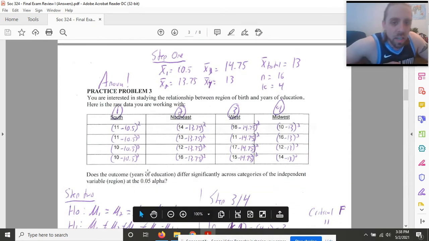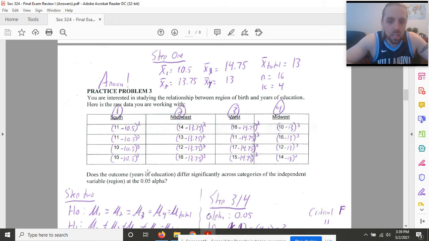You are interested in studying the relationship between region of birth and years of education. Here's the raw data that we're working with. You have 4 data points in the South, 4 data points in the Northeast, 4 data points in the West, and 4 data points in the Midwest. It's like the NCAA tournament, right? I have the 4 regions.